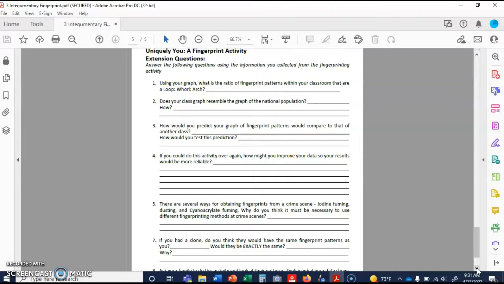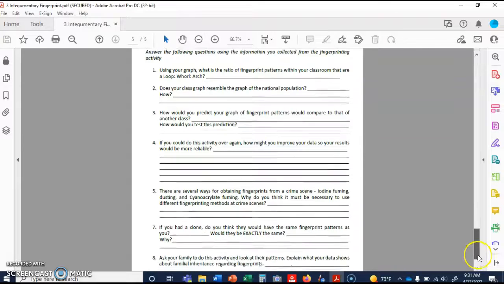Number five says there are several ways for obtaining fingerprints from a crime scene. Iodine fuming, dusting, cyanoacrylate fuming. Why do you think it must be necessary to use different fingerprint methods at crime scenes? So think about how difficult it was for you to get a fingerprint, and then think about trying to lift prints off of different things, and think, why should we use more than just one method?